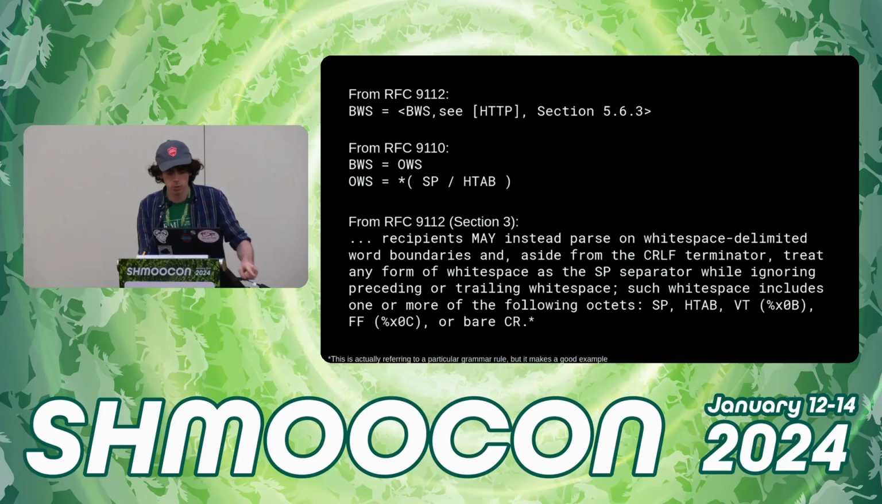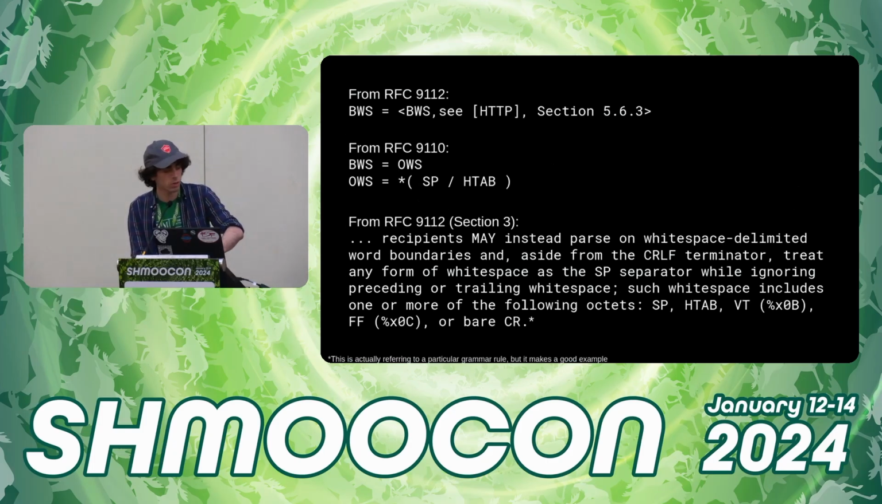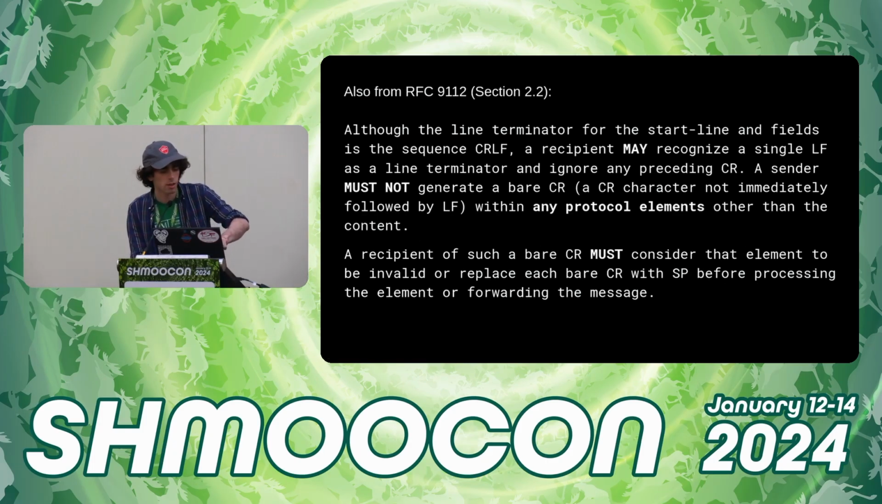Except then RFC 9112 says there are some contexts in which a space is what you should accept, but you can also optionally choose to accept tabs or vertical tabs or form feed or carriage return on its own. So it seems like carriage return on its own should be allowed in that context. But then it also says you must not produce carriage returns on their own, except inside the message body, where, of course, arbitrary binary payloads are allowed.